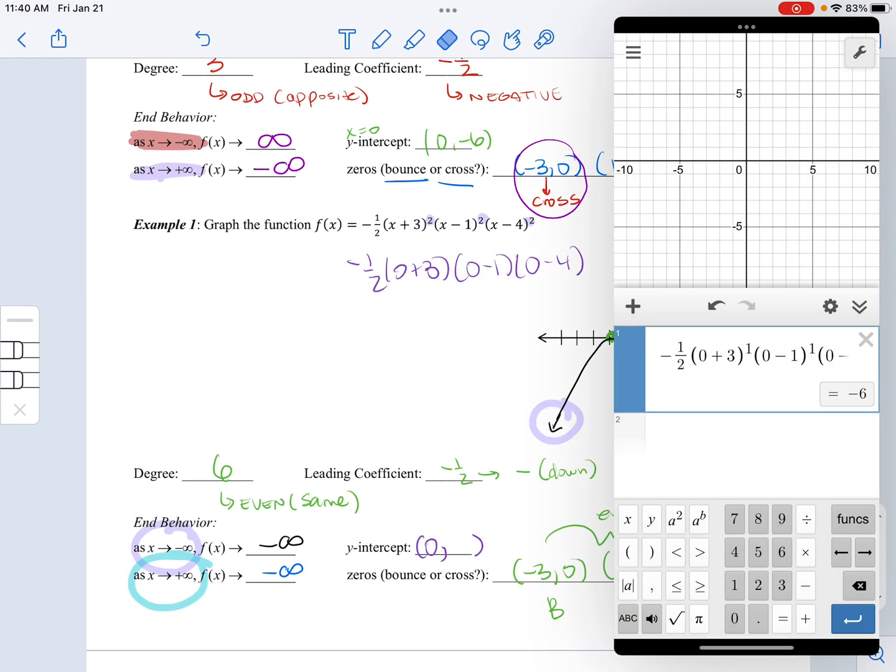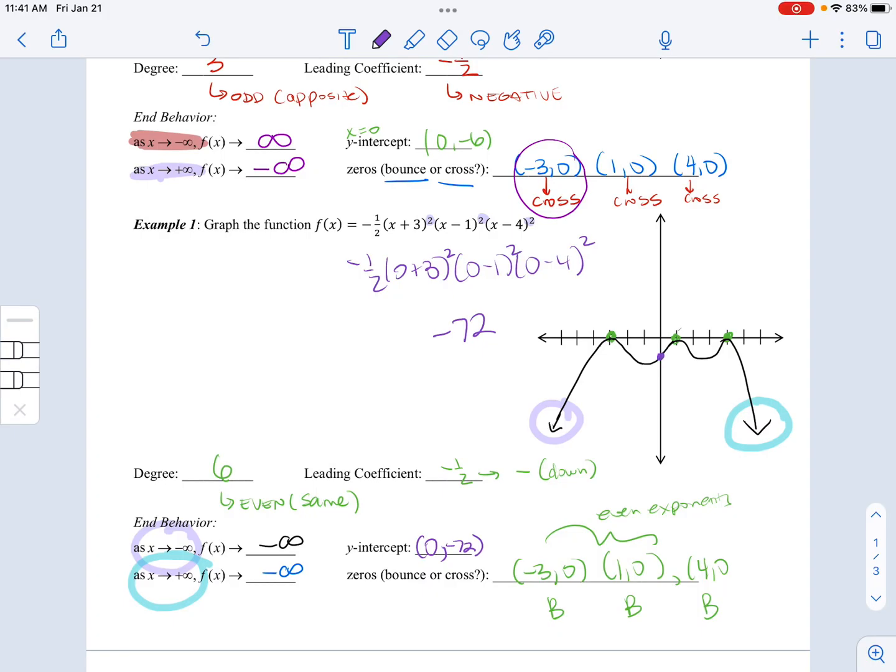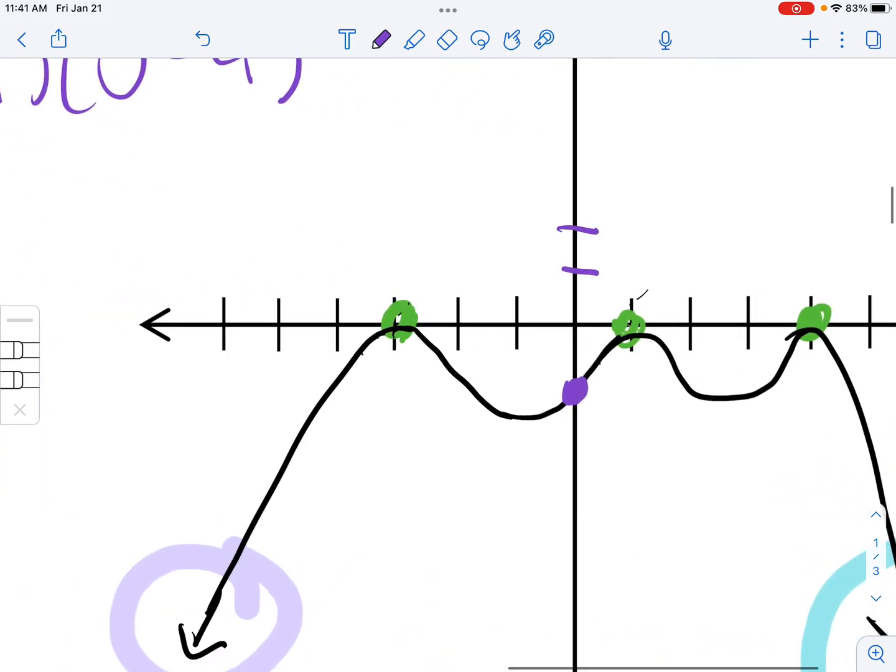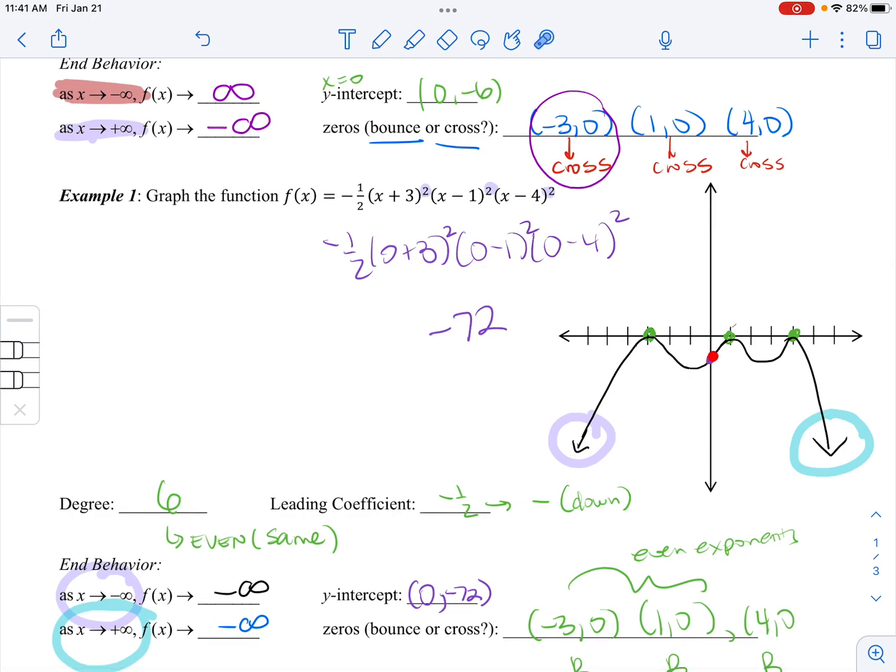Oh, I like when it's already plugged in. So 0 plus 3. Something I forgot in here was my little 2's. So 0 plus 3 squared, 0 minus 1 squared. I'm just going to add in the exponents. Teeny tiny 2's there. And the response from Desmos is negative 72. So that's my answer there. It looks like that could work, that could be negative 72. There's no scale on this y-axis, so that's fine. As long as it's negative, because a negative y-intercept has to go with a negative actual value.